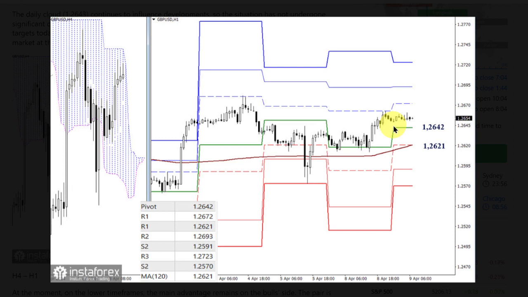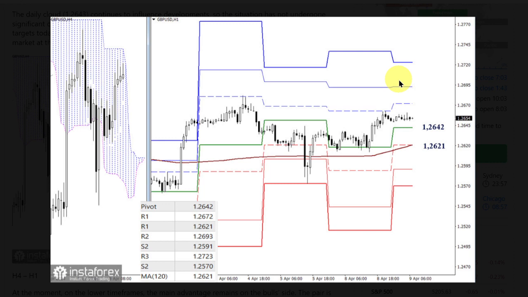Intraday upward targets for today can be noted at the levels of 1.2672, 1.2693, and 1.2723, resistances of classic pivot points.